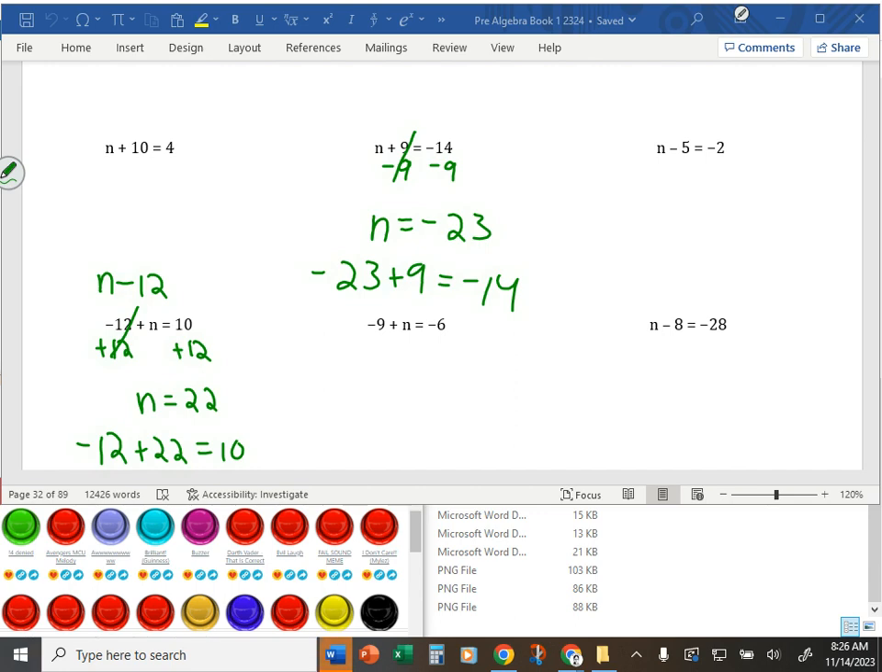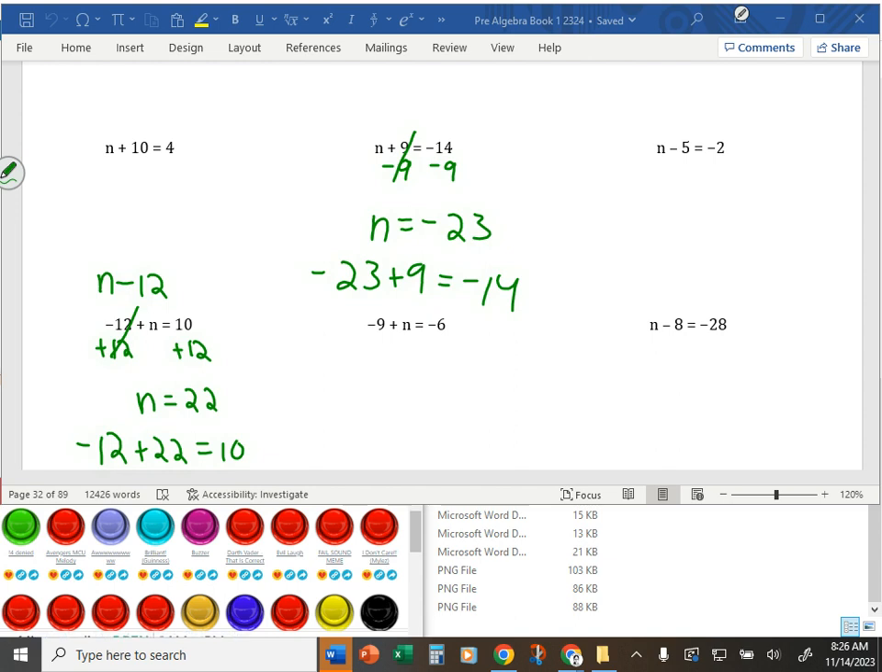So all the thought process for all these: don't let numbers, don't let negative signs throw you off. All it is: what's with n? What else is on the same side as n? And then what's the opposite operation of that? How do I undo that? Again, work does need to be shown.